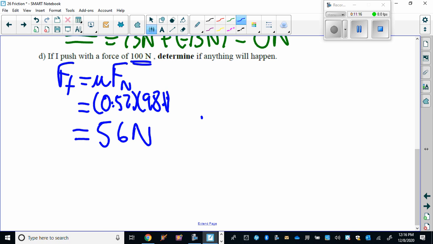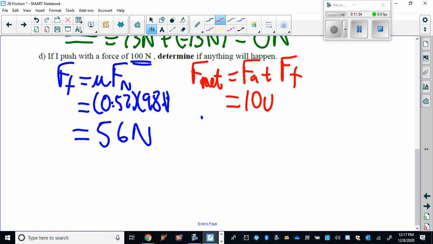So now my friction force, because it's moving, and because kinetic friction is less than static friction, is now 56 newtons. And then I can do what I did in part C. I can just say that the net force equals the applied force plus the force of friction. My applied force is 100 newtons. My force of friction is negative 56 because it has to be opposite the direction of motion, and therefore I get a net force of 44 newtons. And so that could be what answers the question. Determine what will happen? Yes, it has a net force of 44 newtons.